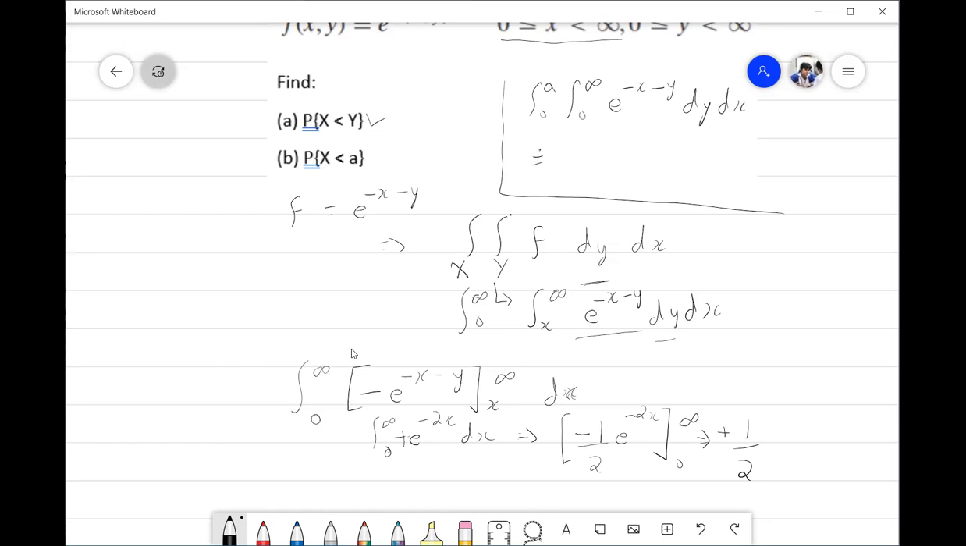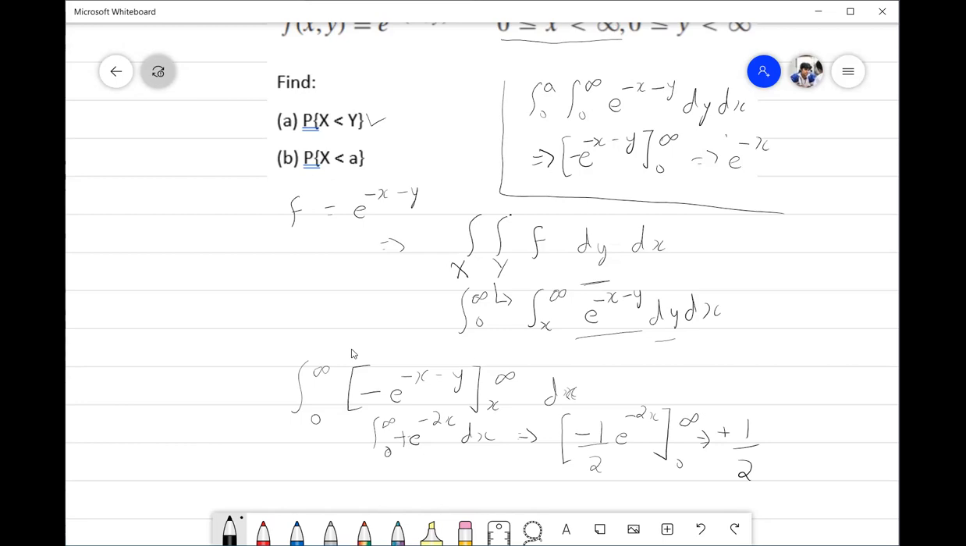Now we did this before, right? So this is minus e to the power minus x minus y, minus sign on it. This will go from 0 till infinity, with respect, again, values I have to input with respect to y. This will be infinity, that's 0. When I put 0, that's e to the power minus plus, so that's plus e. So this will be e to the power minus x.